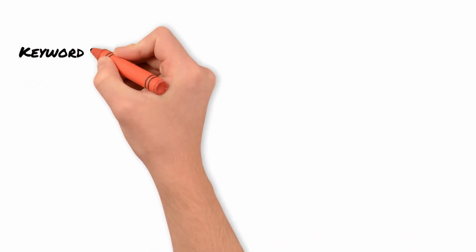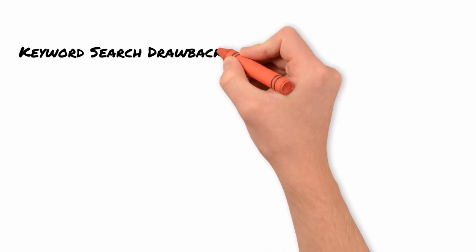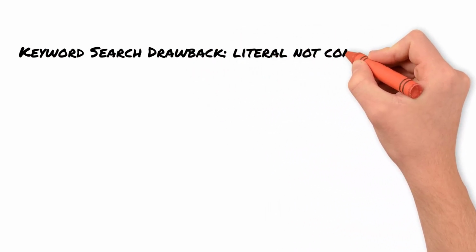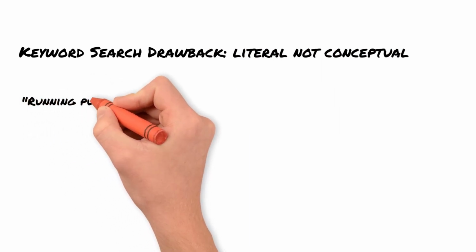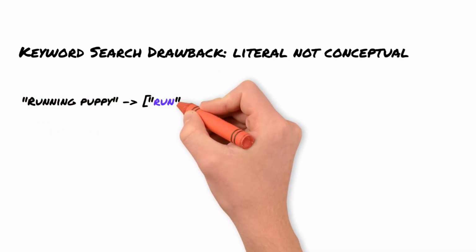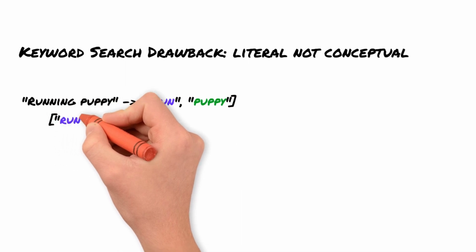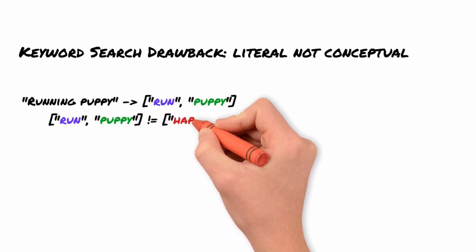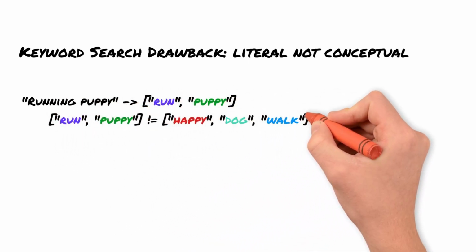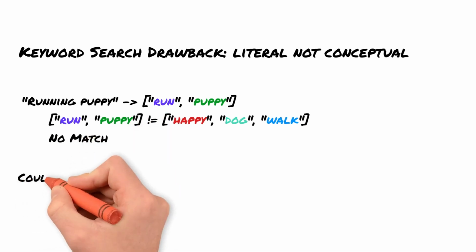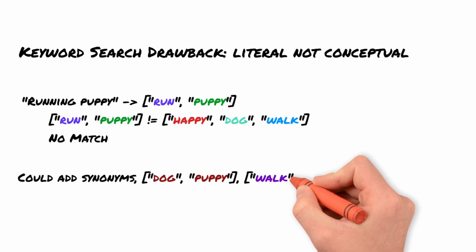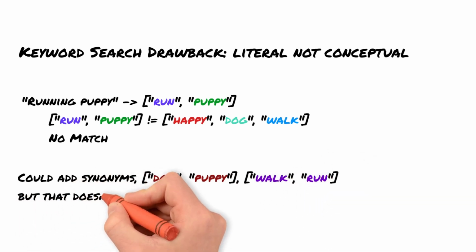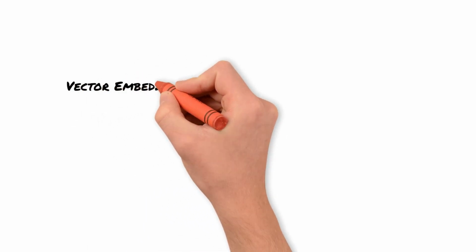This keyword search approach has a drawback though. We're looking for literal matches, not conceptual. Take the phrase running puppy, we'll tokenize that as run puppy, and then with those tokens, we can't find a match to happy dog walk. There's no results. Sure, we could add synonyms for dog and puppy, and then walk and run, but realistically, that doesn't scale. This takes us back to those vector embeddings.